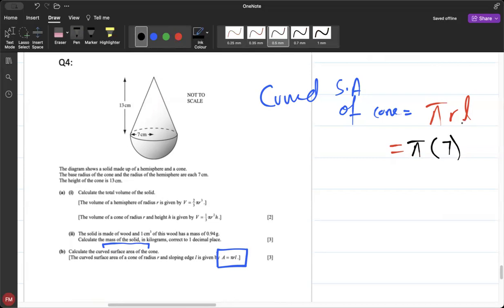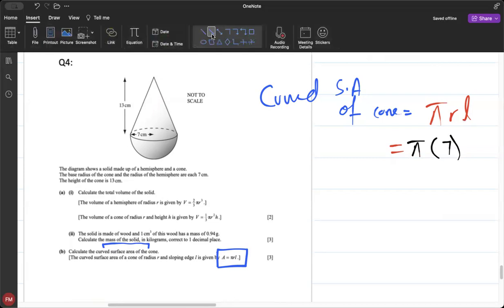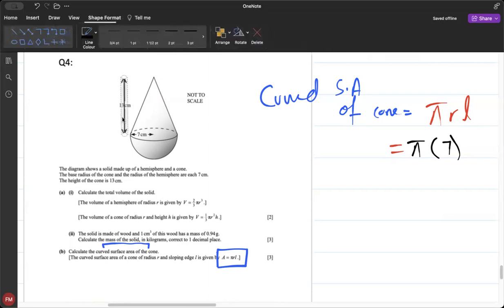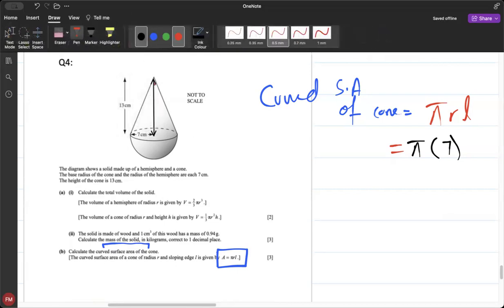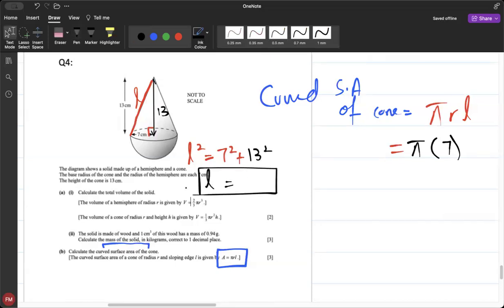L, what's L? The slant height. Do we have the slant height? No. I got the perpendicular height, the height which is vertically up. That means if this is 13, then there has to be a 90 over here. You see where I'm going? That means again you'll use the Pythagoras. So if this is L, the slant height, L squared is equal to 7 squared plus 13 squared.